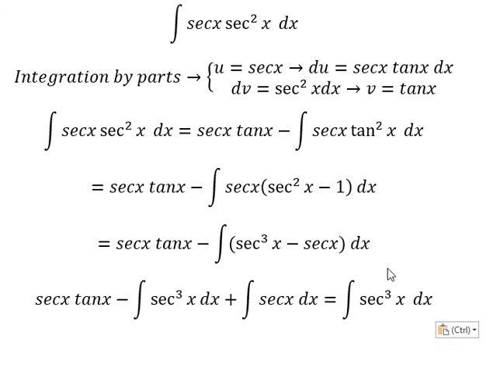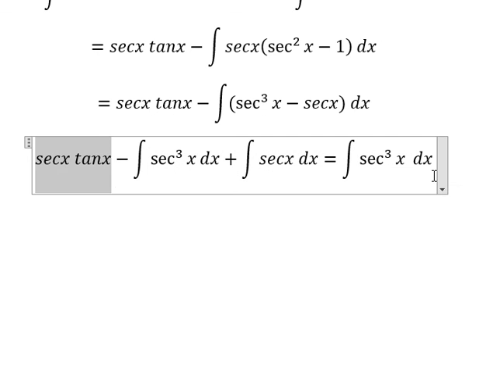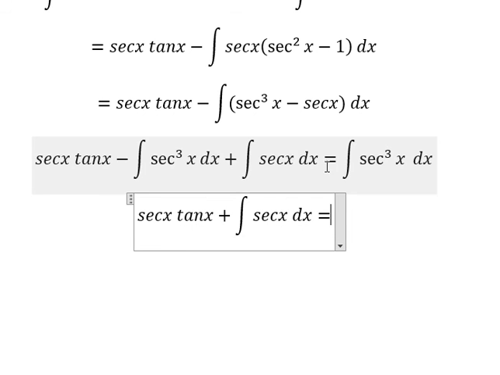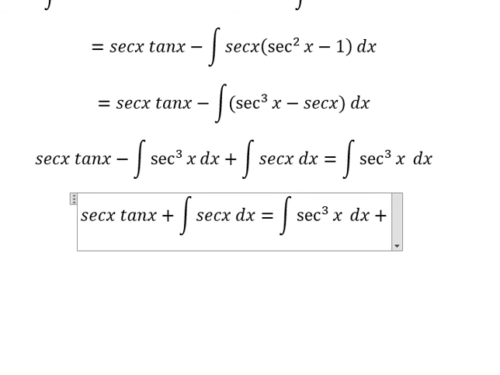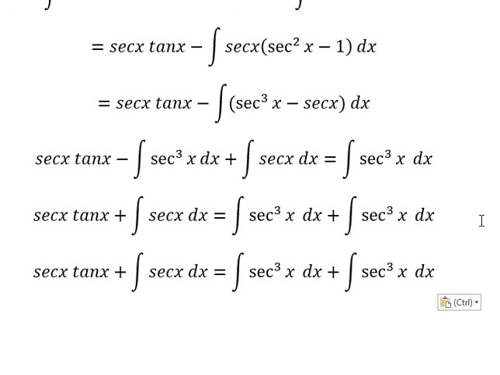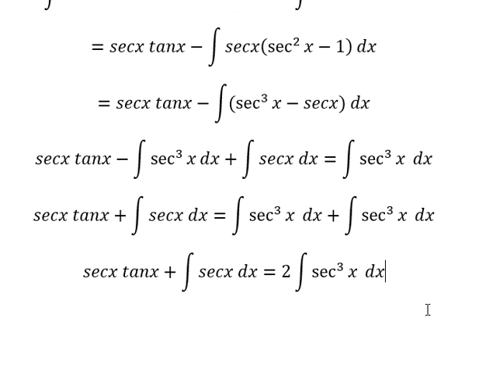I think I need to put this one. So we have negative secant of x to the power of 3 dx. We will put it on the right. And we get this integration plus another integration. So this one you get 2 times the integral. Later we divide both sides by 2.